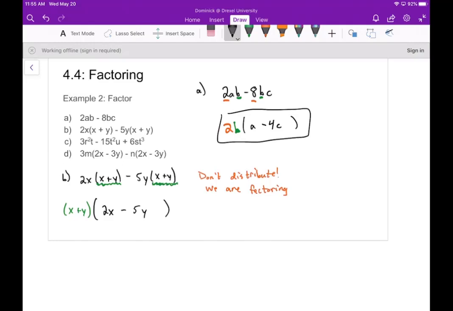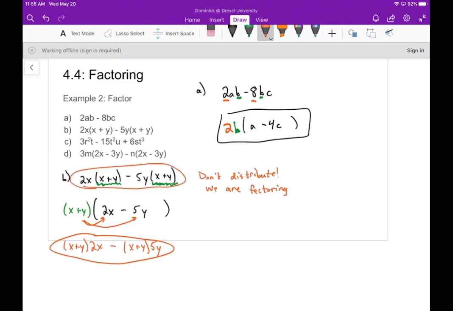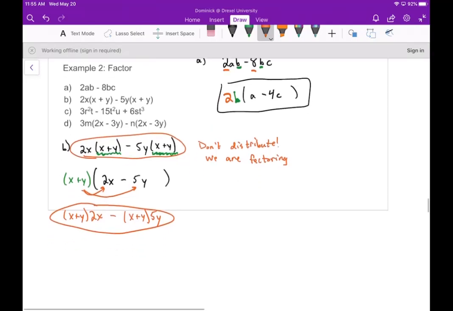Now, if you don't believe me, just distribute this back, but do it in slow motion. If I do x plus y times 2x, then I have x plus y times 2x. And if I do x plus y times minus 5y, I have minus x plus y times 5y. But this is just the same as this. So if you see those things in parentheses that are the same, we just factor those right out.